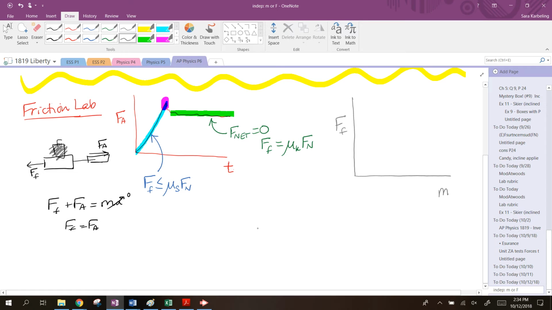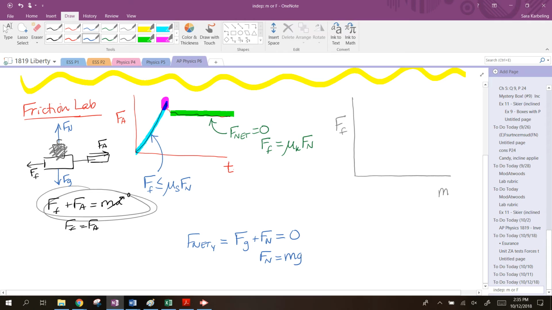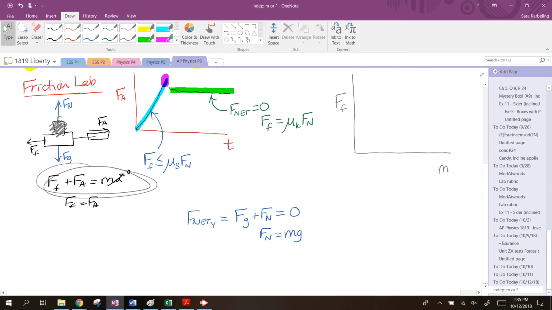Let's think it through. Let's think about this one here. We've got FF and we've got FA. What else have you got applied? Got a gravitational force? Got a normal force? You with me there? Let's think it out. F net in the y direction, you've got FG and FN, and they have to add up to what? 0. So that means that FN equals mg. Are we okay there? Am I making wild and crazy claims, or are we okay?